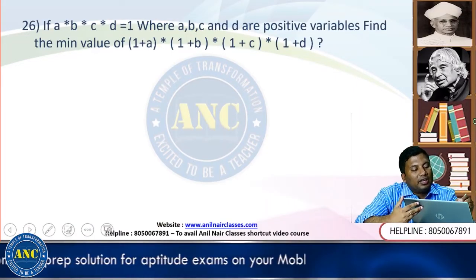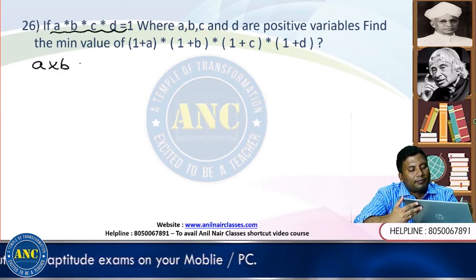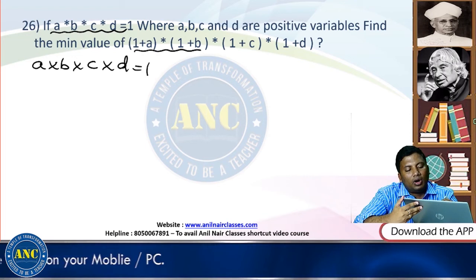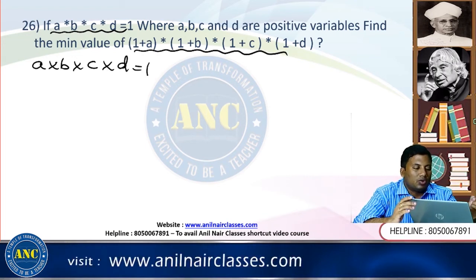26th. If A into B into C into D is 1, what is the minimum value of (1 plus A) into (1 plus B) into (1 plus C) into (1 plus D)? You can do it in 2 methods. Method 1, AM greater than or equivalent to GM.